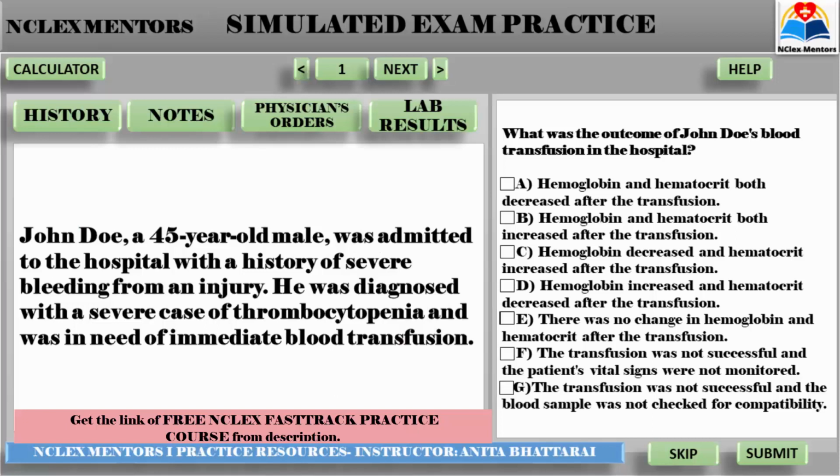C. Hemoglobin decreased and hematocrit increased after the transfusion. D. Hemoglobin increased and hematocrit decreased after the transfusion. E. There was no change in hemoglobin and hematocrit after the transfusion. F. The transfusion was not successful and the patient's vital signs were not monitored. G. The transfusion was not successful and the blood sample was not checked for compatibility. Take your time to solve the question.